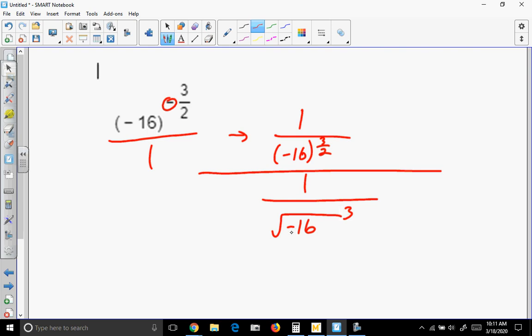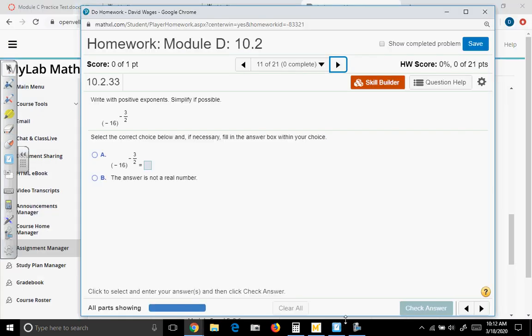Wait a minute. We can't take the square root of a negative number. That is outside of our domain. So the answer to this one is not a real number.